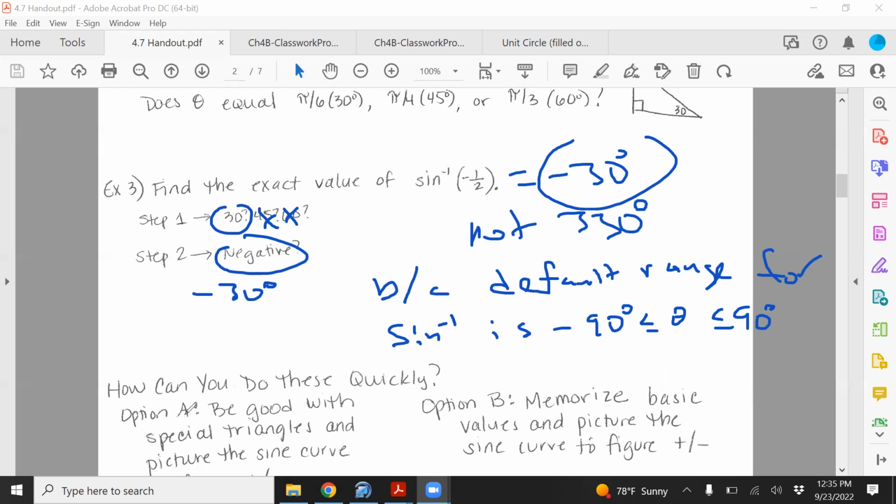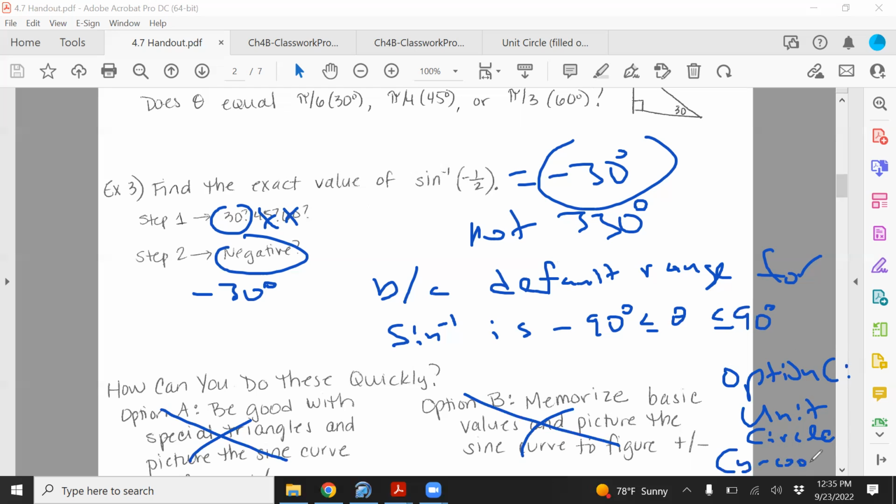Actually, I don't like any of these options, to be honest. Let's cross them off. I'm going to put option C, unit circle. The more I think about options A and B, they didn't make too much sense to me. I didn't approach this graphically. I approached this from a unit circle perspective. So use the unit circle, find the y coordinate, and remember your default range.